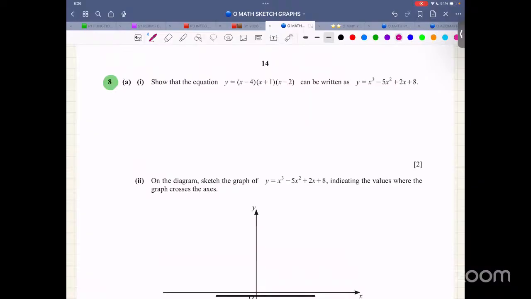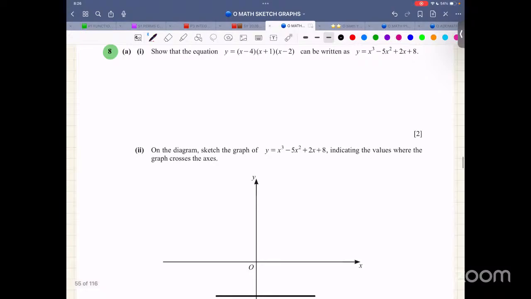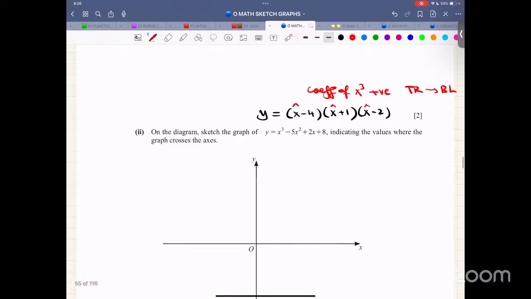Show that the equation can be written as this and sketch the graph of this. So let me just sketch the graph. The multiplication part is easy. Y is equal to x minus 4, this is x plus 1, x minus 2. First thing first, the coefficient of x cubed is positive, top right, bottom left, and then the roots.